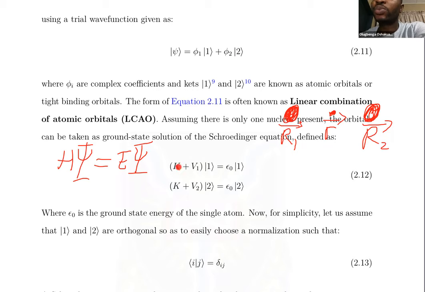We will treat this phi 1 ket 1, which we also have here, as being the Hamiltonian acting on the first orbital, giving the energy. The Hamiltonian is an addition of the kinetic and potential energy terms, and that gives us the energy. This applies to ket 1, and this applies to ket 2. So let's keep that somewhere as we move ahead.